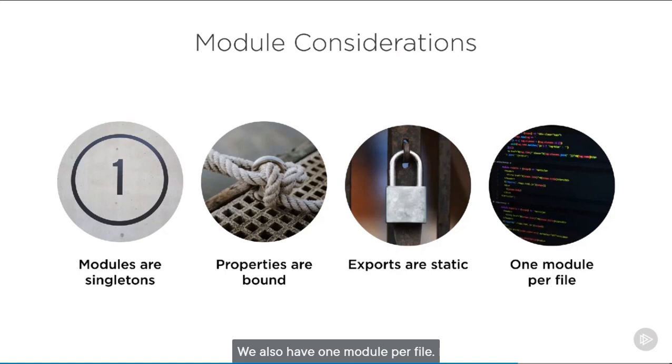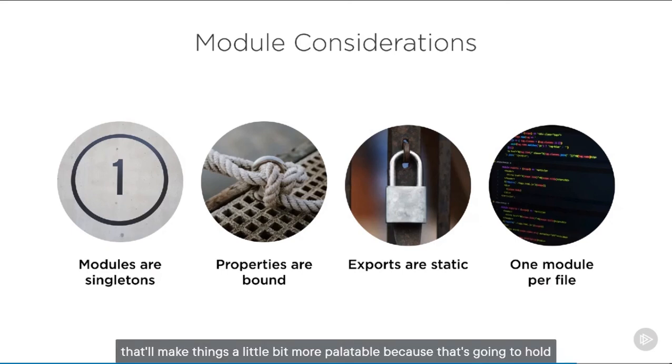We also have one module per file. Modules are file-based. And if you're loading multiple modules into your browser, you're going to request those files one at a time over HTTP. And let's talk about that for just a second, because that could be a little disconcerting. When we get to HTTP 2, that'll make things a little bit more palatable, because that's going to hold up a socket connection and you load multiple files and that'll be fine.